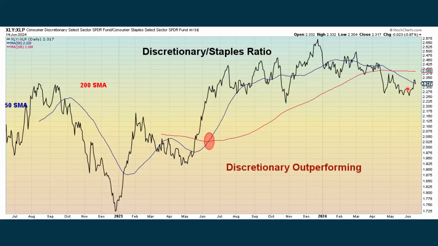Discretionary versus staples, we want to see this doing better, but this has not been doing well, especially over the last few months, and it's actually turned with a death cross here and turned negative with this ratio. This is a concern of ours, and a lot of that is being caused by weakness in Tesla.